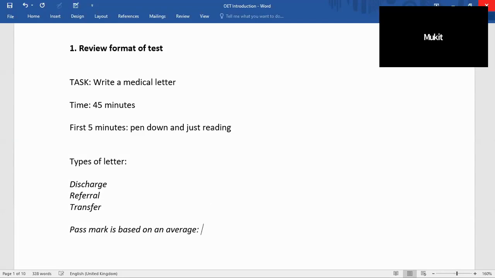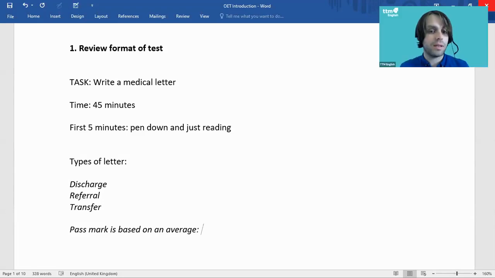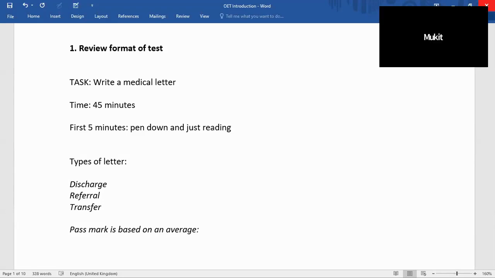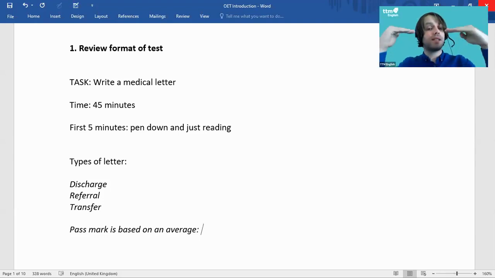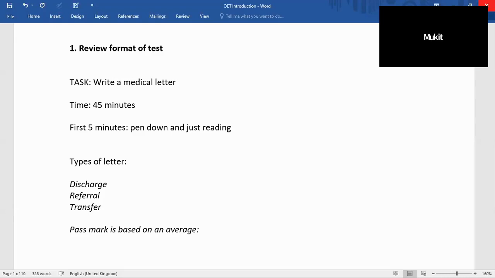Then they will lower the pass mark, I think. They'll lower it slightly, right? If they're really easy case notes, by the same token, they're going to take the pass mark slightly higher.